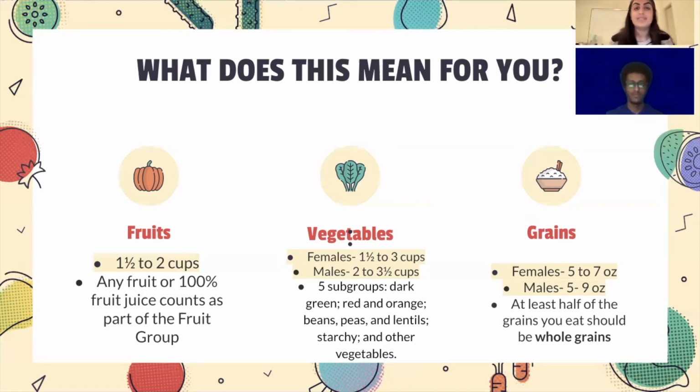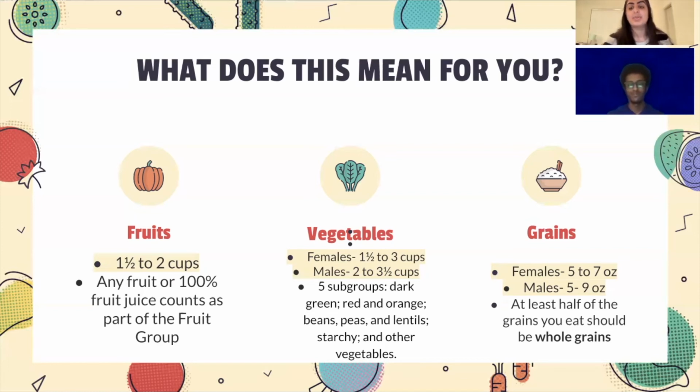And there are 5 different types of subgroups of vegetables. There's dark green, red and orange, beans, peas, lentils, starchy, and other vegetables. A lot of different vegetables you can choose from. And before this presentation, I didn't even know that lentils counted as vegetables. So definitely a lot of that you can do with these vegetables as you eat them.